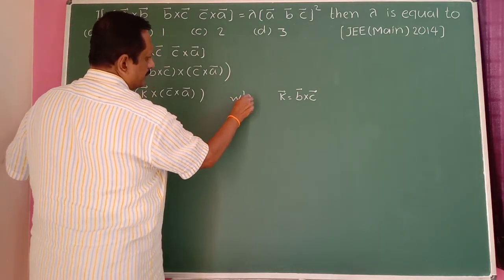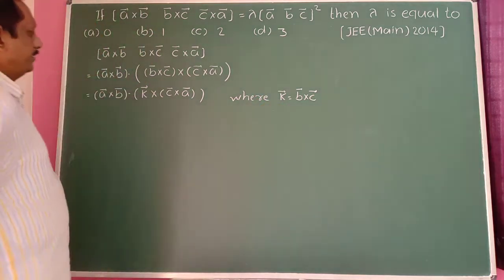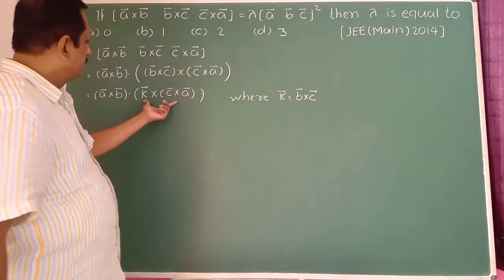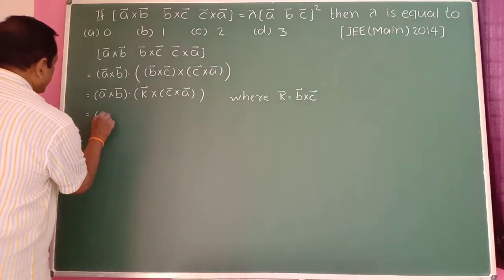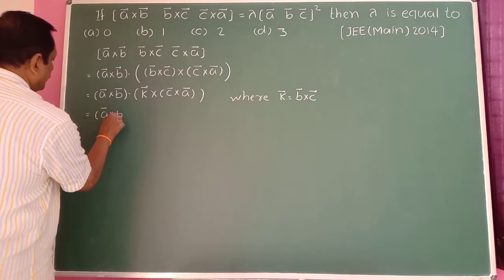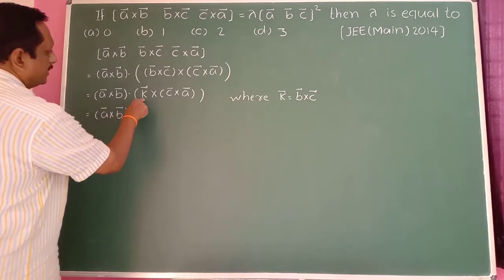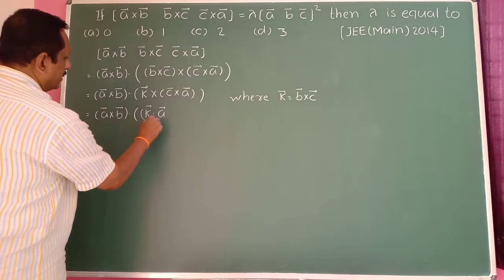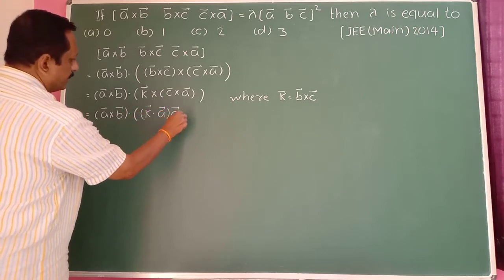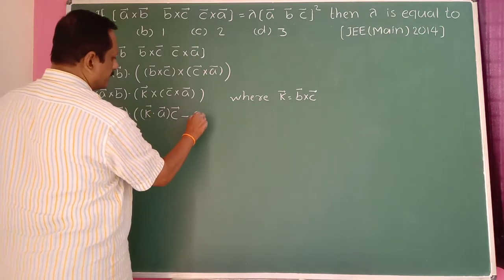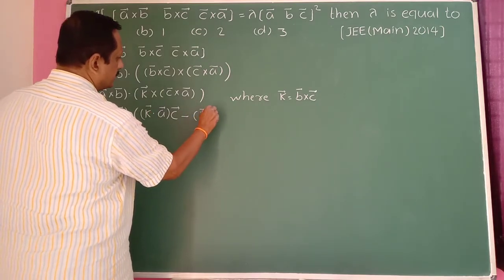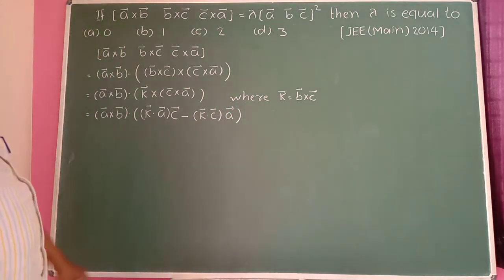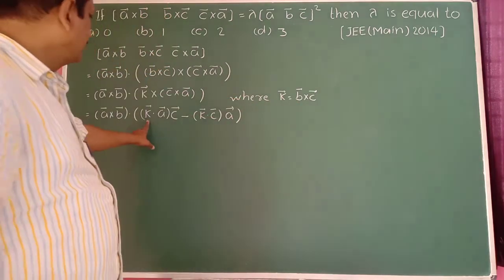Where the vector K bar equals B bar cross C bar. So this is a vector triple product. So use the vector triple product formula: A bar cross B bar dot of K bar dot A bar into the vector C bar, minus K bar dot C bar into the vector A bar. But K is B bar cross C bar, so use it here as well as here.